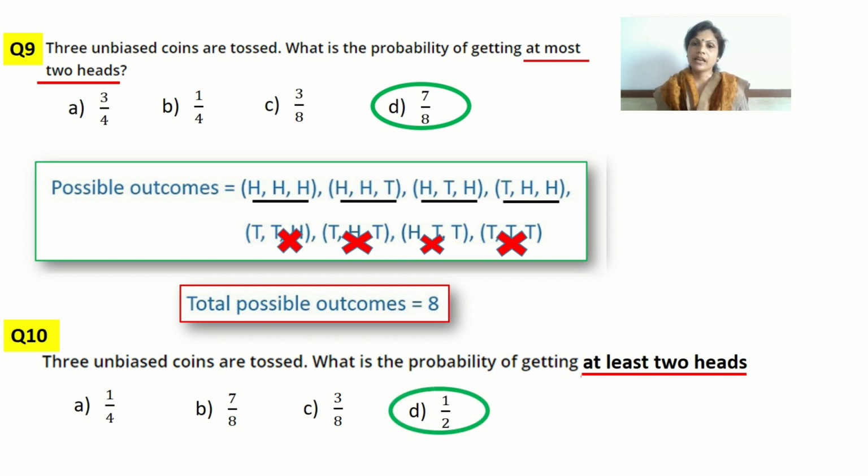I repeat once again, at the most 2 heads means exactly 2 or less than 2 or no heads, but not more than that. And at least 2 heads means either 2 or more than 2 but not less than 2. So this is the major difference between at the most and at least. Please check this once again.